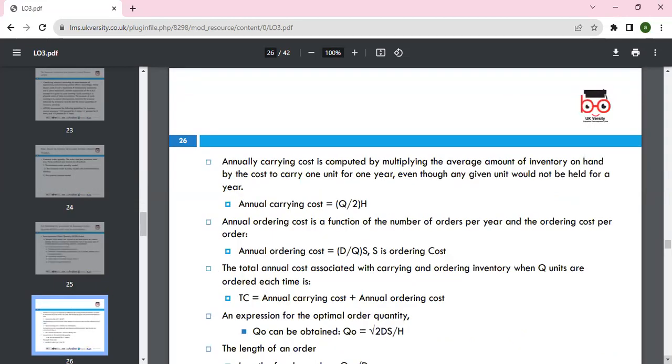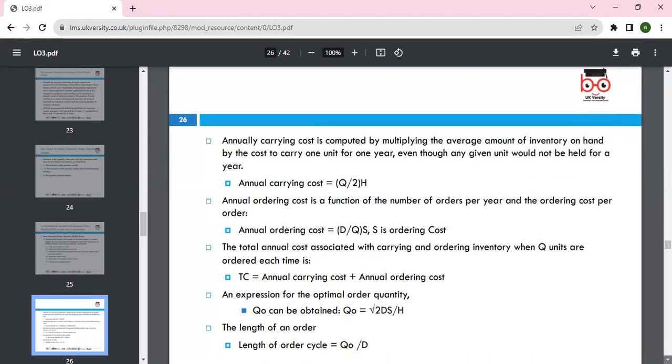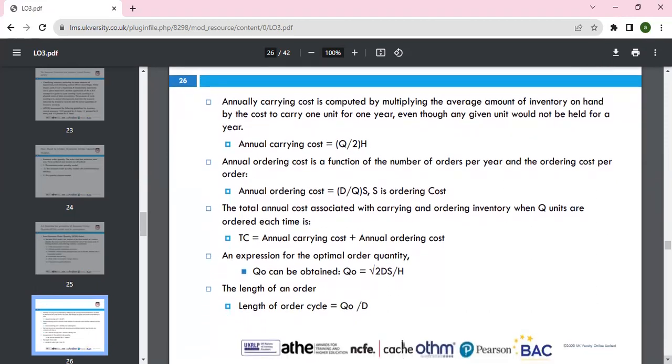Okay, so we can look at the annual carrying cost of the product quantity, how much the holding cost is. We can look at the annual ordering cost. If you order once, how many times? If you order many times, it costs you more. Then the total carrying cost, and for this we carry on using the formula in accounts. We'll carry on using 2DS/H. So total demand, storage cost, ordering cost, and the length of the order cycle.